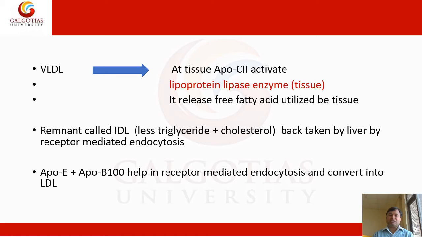VLDL, through the circulation, comes to the tissue, where the lipoprotein lipase enzyme is present, and ApoC2 activates this lipoprotein lipase. As a result, fatty acid is released from the VLDL and is utilized as an energy source. The remnant IDL, with less triglyceride and cholesterol, goes back to the liver by receptor-mediated endocytosis. ApoE and ApoB100 help in the receptor-mediated endocytosis and it is converted into LDL.